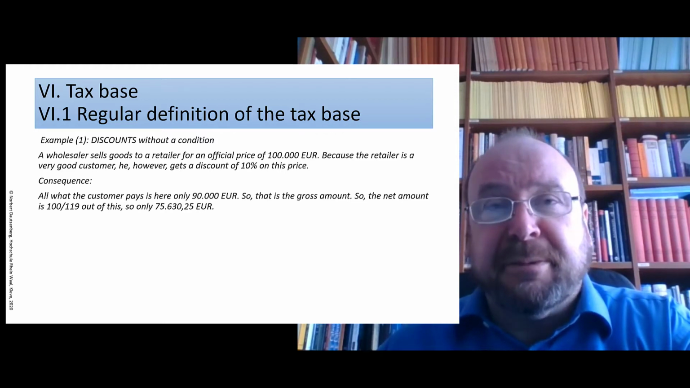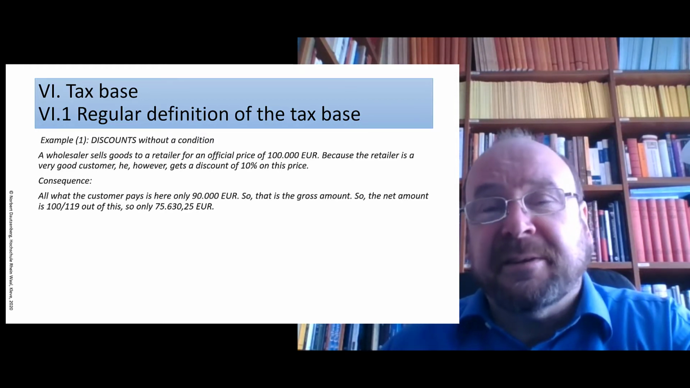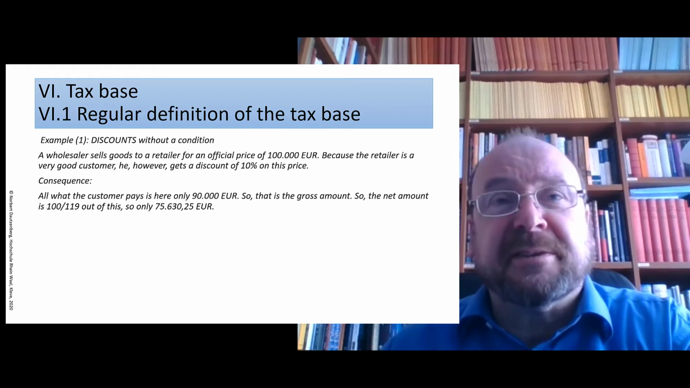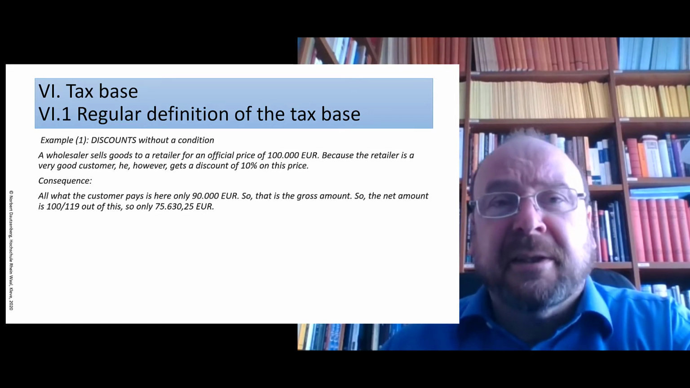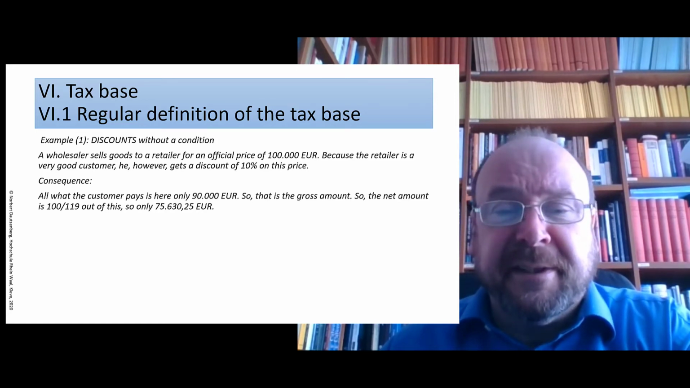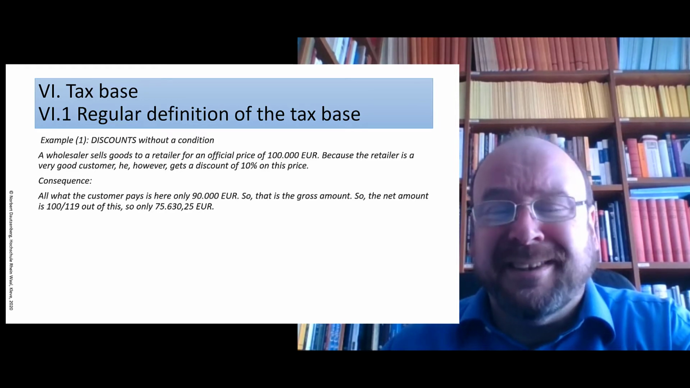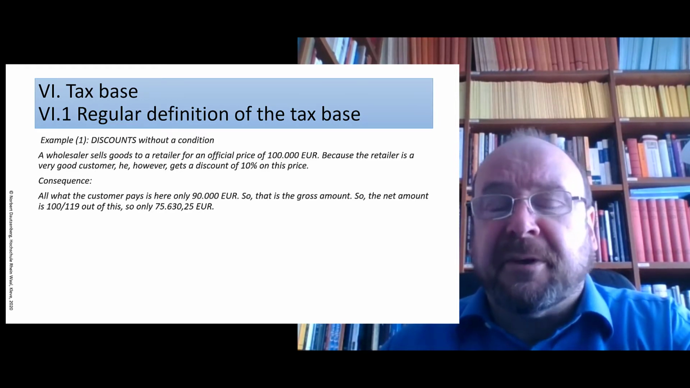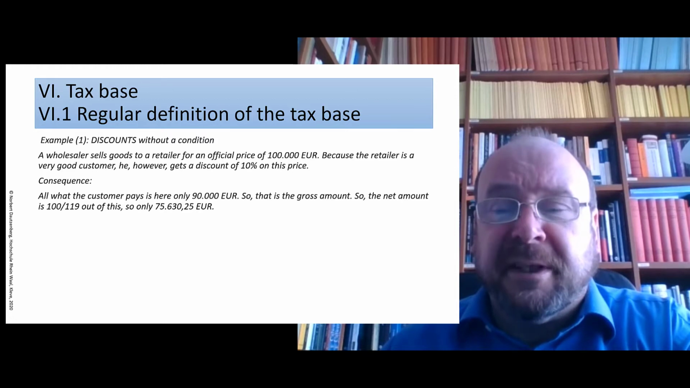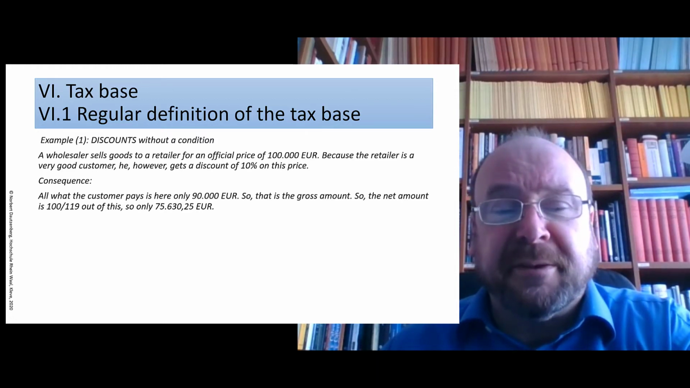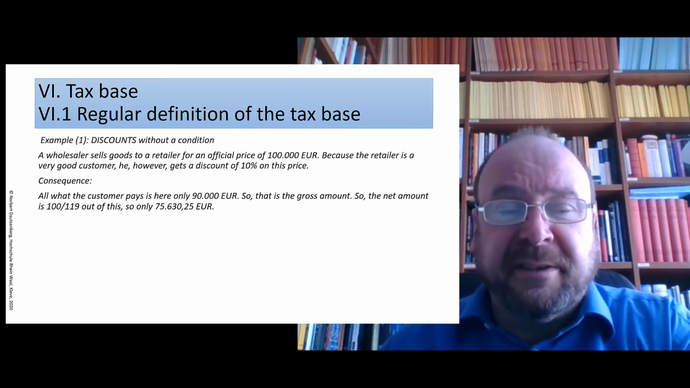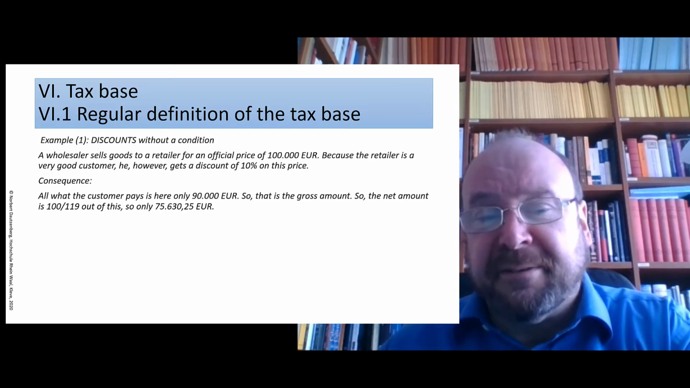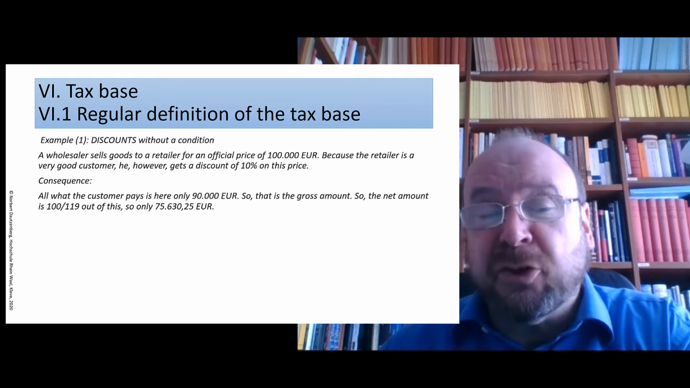That officially one speaks of 100,000, and then a deduction of that, is just brainwashing psychology. And so what the law looks at is what is really paid, and from the conditions here it is clear that what is paid will only be 90,000. So the gross amount is only 90,000, and so the net amount is 100 divided by 119 out of this, so only 75,630.25.